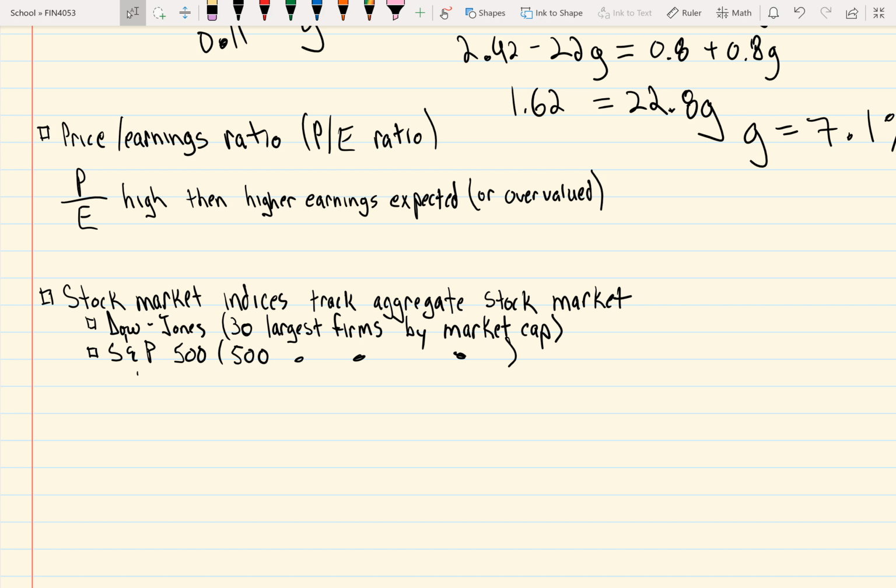So the Dow Jones is the 30 largest firms by market cap, or of course market cap is just the current market price times the total amount of shares. And the S&P 500 is that same thing, except it's the 500 largest firms. So those 500 largest cover, I don't know the exact amount, but I'm sure it's over 90% of the total market valuation of the entire stock market.